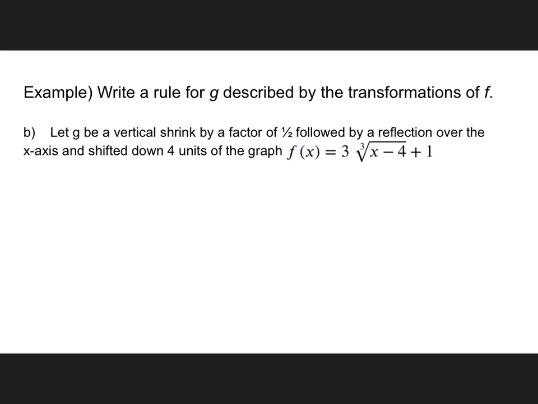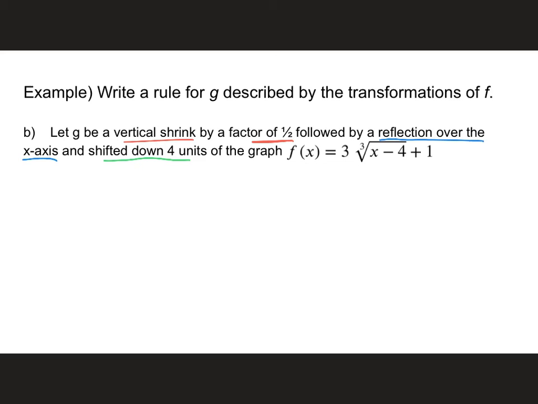All right, on to our next problem. So let g be a vertical shrink by a factor of 1/2, reflected over the x-axis and then shifted down 4 units. Wow, I got 3 different transformations that are going to happen in this function. Let's go through them one by one.